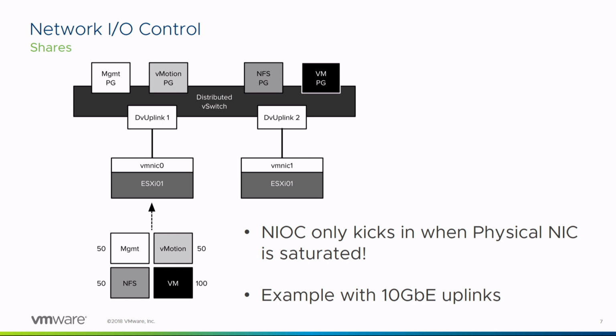And the most important thing about network I/O control is to understand that it only kicks in when a physical NIC is saturated. So if bandwidth is consumed up to the fullest on a specific physical NIC, that's when network I/O control comes in. So in this specific example, we have 10 gig uplinks, and we kept the shares for those specific traffic types at the default. So we have management, NFS, vMotion, and VM traffic with the default 100 value.